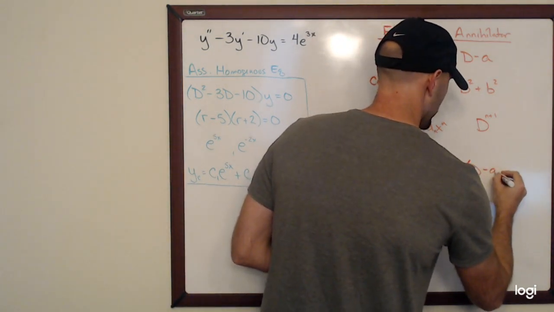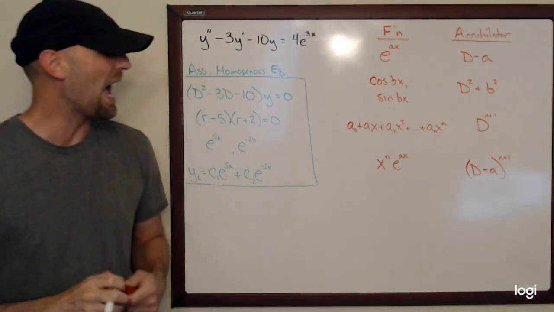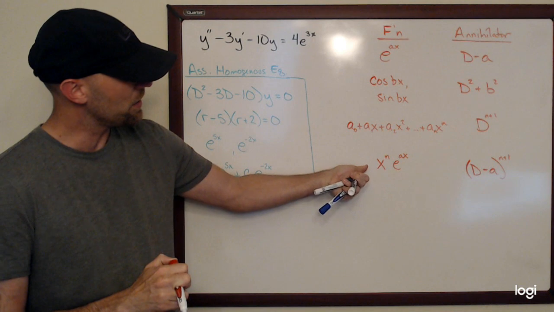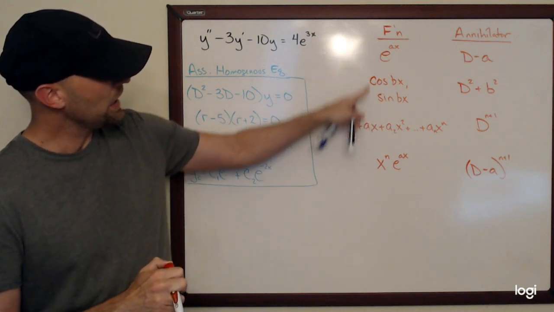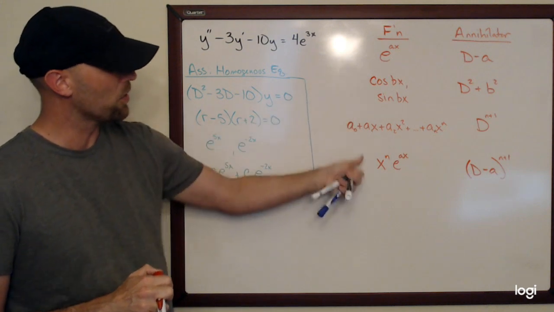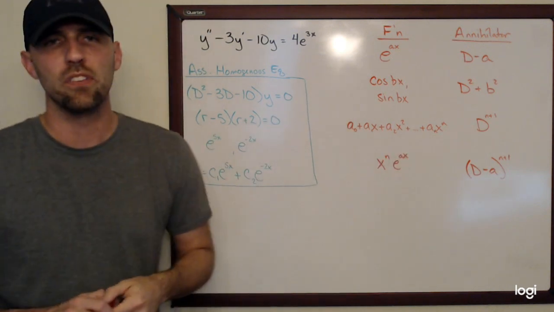So (D - a)^(n+1), yeah? And in general, notice the relationship between this one and this one. In general, if you would like to annihilate one of these functions that has a polynomial term multiplied to it, you just raise it to the n plus 1 power.